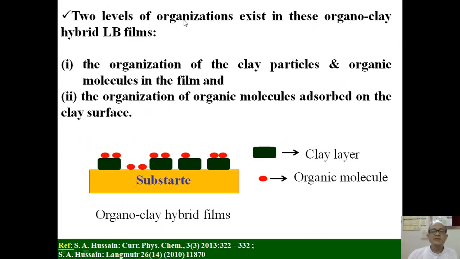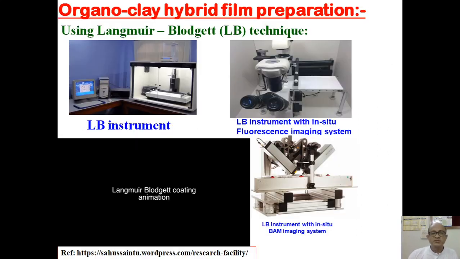There exist two levels of organization in such organoclay hybrid systems. Number one, the organization of clay particles and organic molecules in the films, and number two, the organization of organic molecules adsorbed on the clay surface. This is shown in this cartoon. This is clay, this is dye, and you can see the organization of clay and dye in the film, and again the organization of dyes on the clay. If these two types of organization can be controlled or manipulated accordingly, the electronic and optical properties change, so it's possible to have interesting properties from these systems.